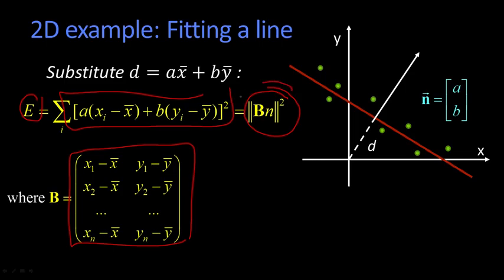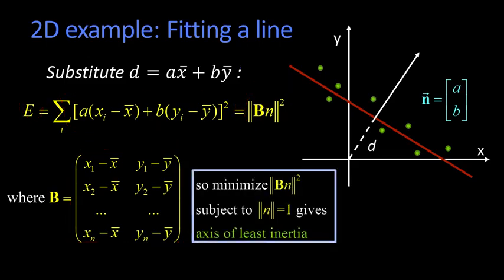So what we want to do is minimize that quantity, the magnitude of Bn, where n is going to be the normal to the line that we're going to solve for. And we said last time that we want to minimize ||Bn||². But remember, since the normal has to be a unit normal, we say subject to ||n|| = 1.